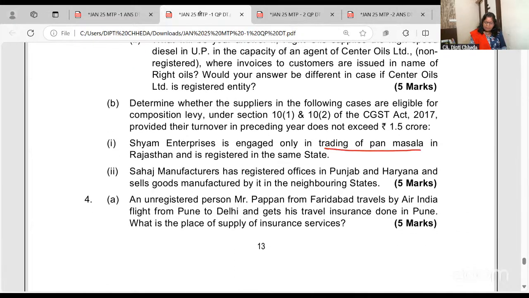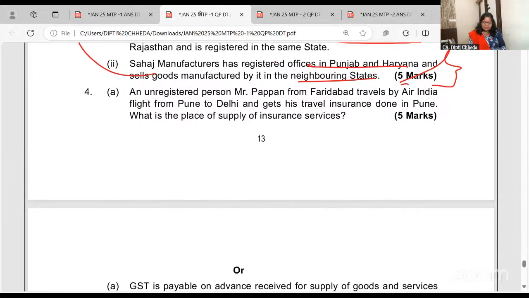And if you are trading in pan masala, yes, it is allowed. But if you are manufacturing pan masala and all, you can't go for composition scheme. And if you do interstate, matlab study material, past exam papers, MTP, everywhere this composition question is seen.